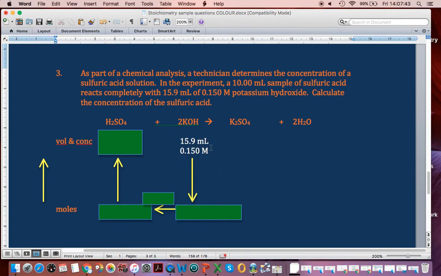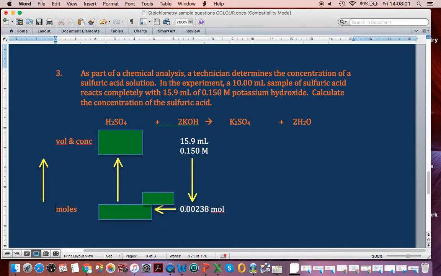Now, what I have to remember is I can't use milliliters. I've got to convert that to liters. So it's going to be 0.0159 liters. Then I multiply it by 0.150, and I get a very small number of moles, and that's step 2.